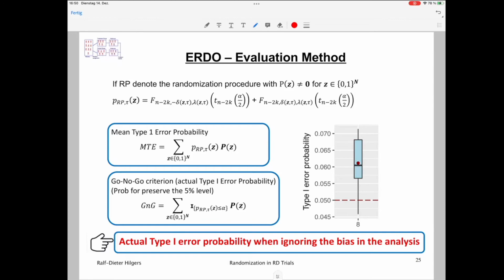And the summary is often done by taking the mean value. I don't like that. I have a preference for the go, no-go criteria, saying how many of these type 1 error probabilities I calculated are below the 5% level. I like that very much because I hope the regulator will support me in that direction. I think they would like to preserve the 5% level at the end. Okay, good. Actual type 1 error.